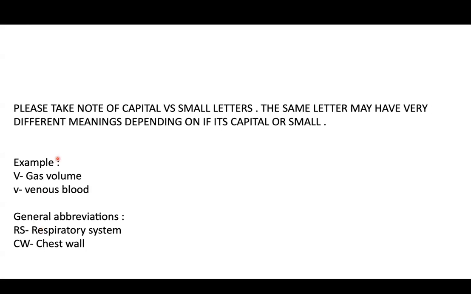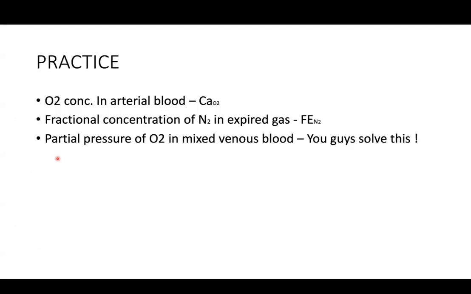Okay, so the examples, and there's another example here to show you how it makes a huge difference. Capital V is gas volume, and we mentioned this earlier. And small v is venous blood. So you see, even though they're both V, just the fact that they're capital or small makes a huge difference. And now we'll practice a bit.